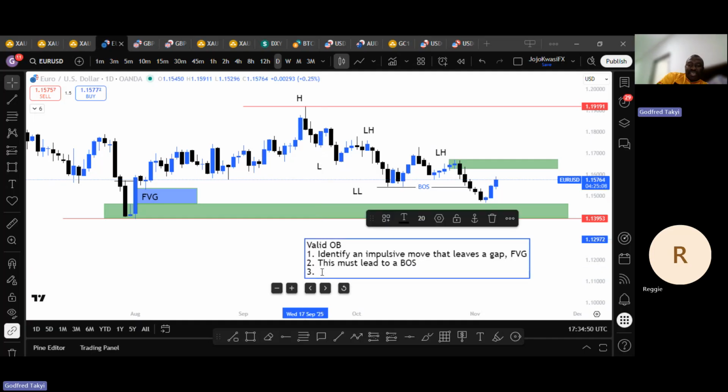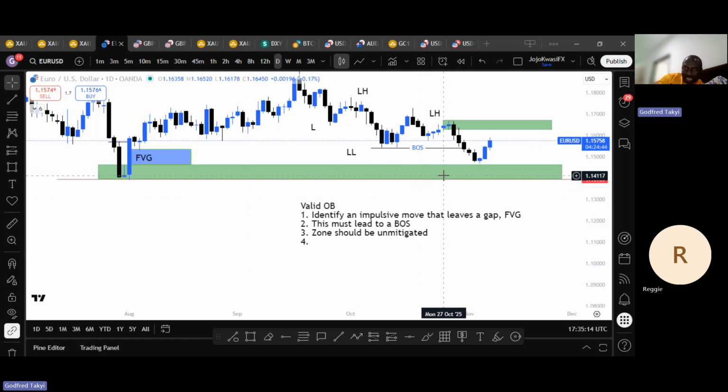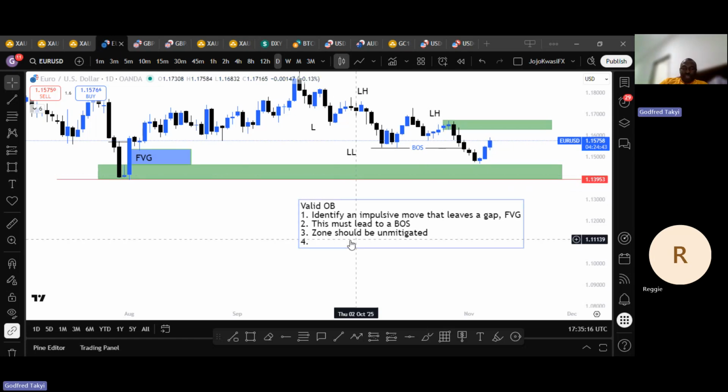Then the third reason is that the zone we've highlighted should be unmitigated, meaning it should not be touched, it should be fresh. So as you can see, the zone has not been touched. So we are waiting.